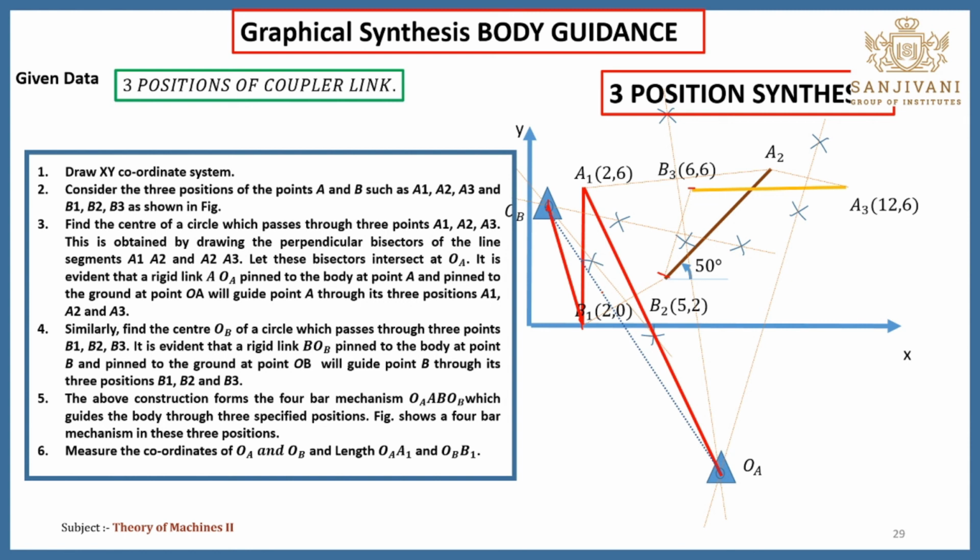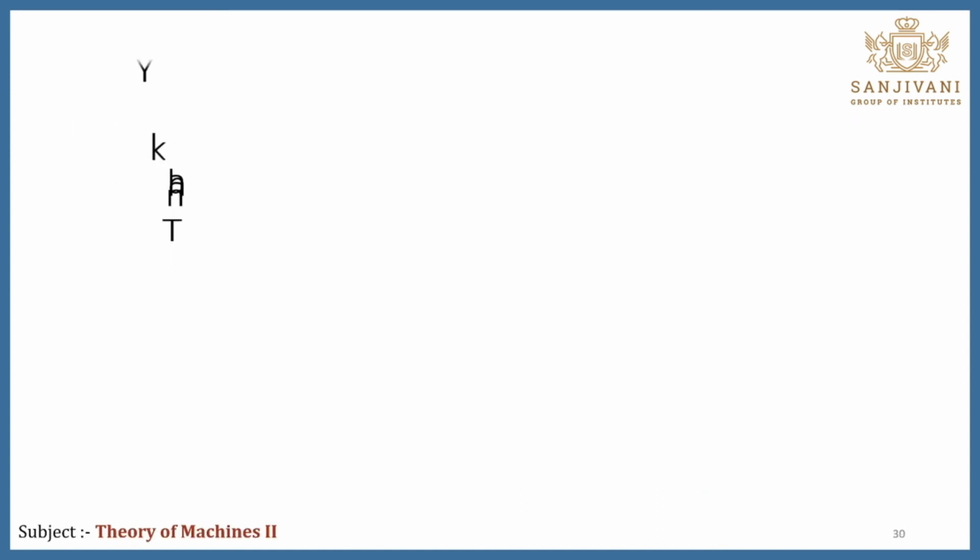When we allow this mechanism to rotate, in the second condition its position will be like this, and in the third condition its position will be like this, as we give the rotation to this. In this way we can obtain the synthesis of the body guidance, and we can obtain the positions of these 4 links, and the position and the orientation of this input and output link. Again, here you need to find out the coordinates of OB and OA. With this I'll finish this session over here.